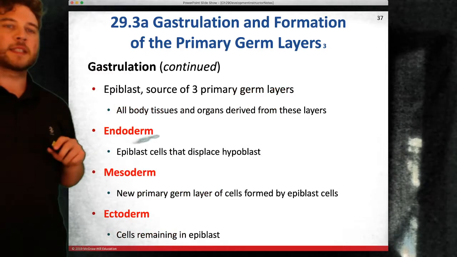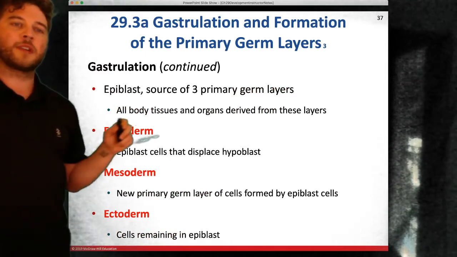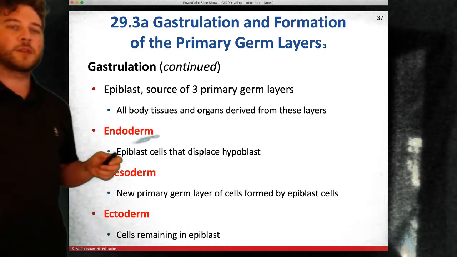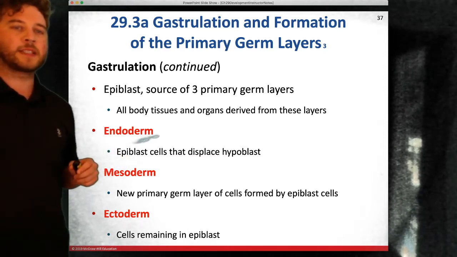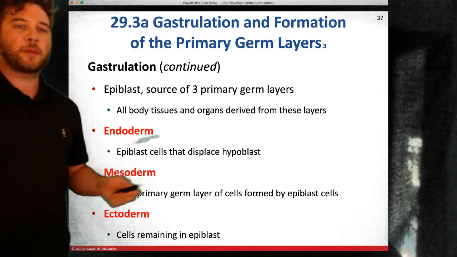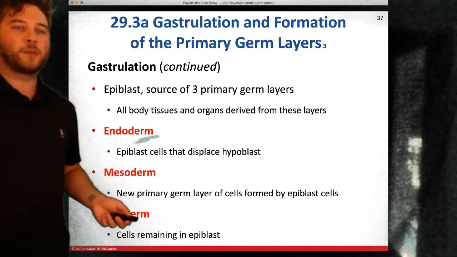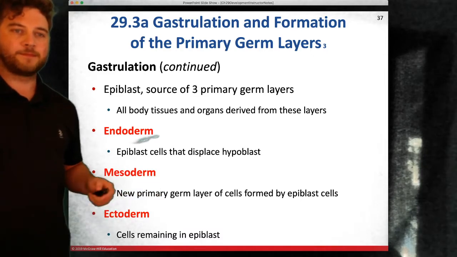The epiblast is the source of those 3 primary germ layers. All body tissues and organs derive from these. The endoderm displace the hypoblast cells. The mesoderm are a new primary germ layer formed by the epiblast cells. And the ectoderm are the cells remaining in the epiblast.